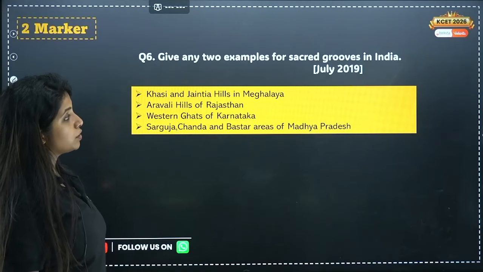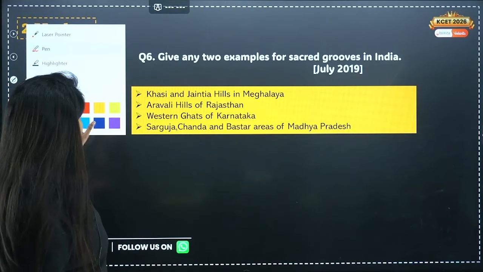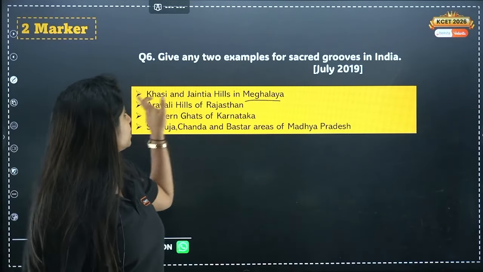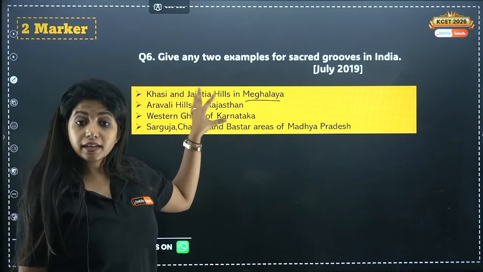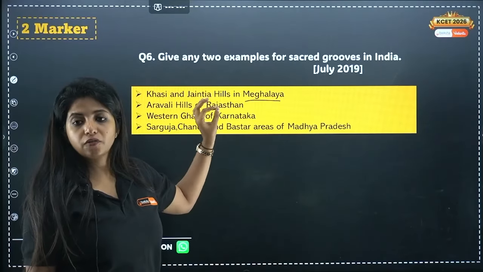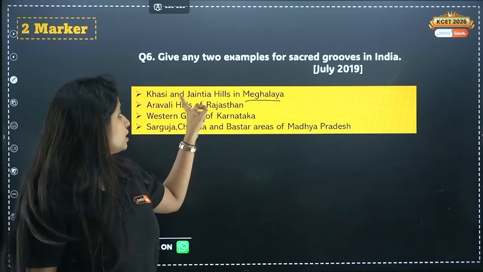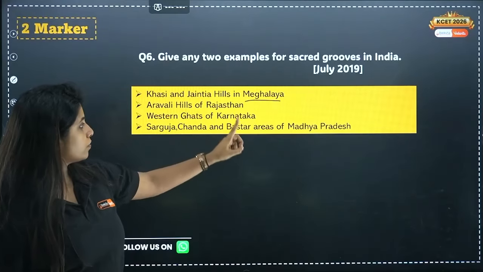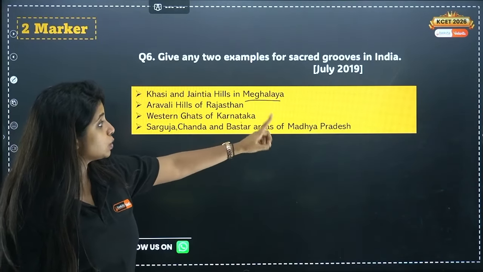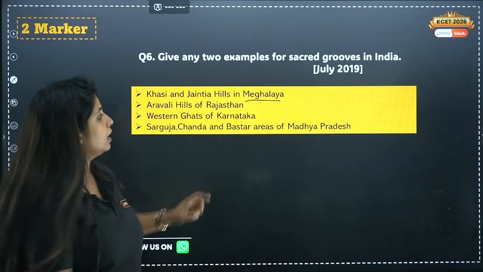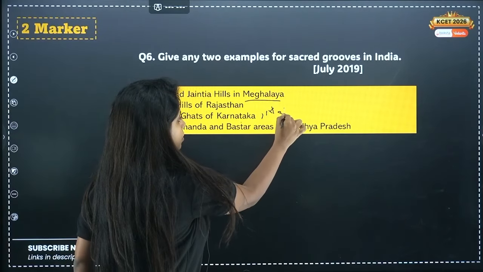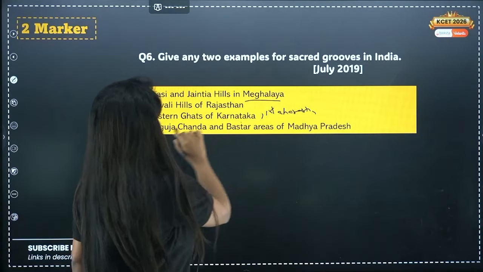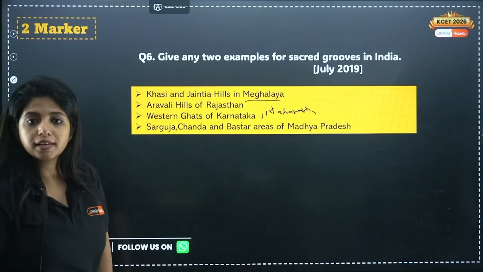Now give any two examples of sacred groves in India, super important. I told you in Meghalaya, the Khasi and Jaintia hills are the last refuges for protection of rare and threatened species. So Khasi and Jaintia hills of Meghalaya, Aravalli hills of Rajasthan, Western Ghats of Karnataka as well as Maharashtra, and Sarguja, Chanda and Bastar region of Madhya Pradesh.